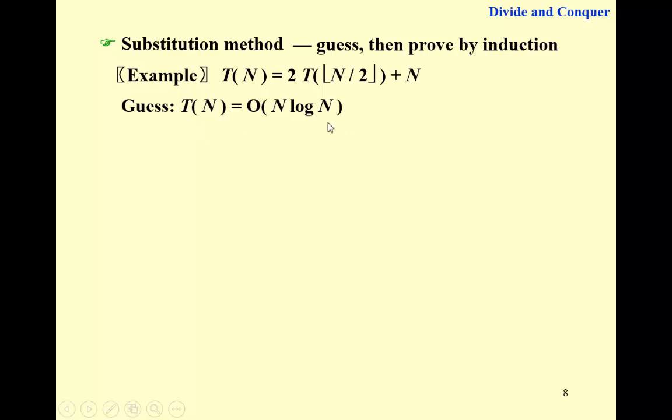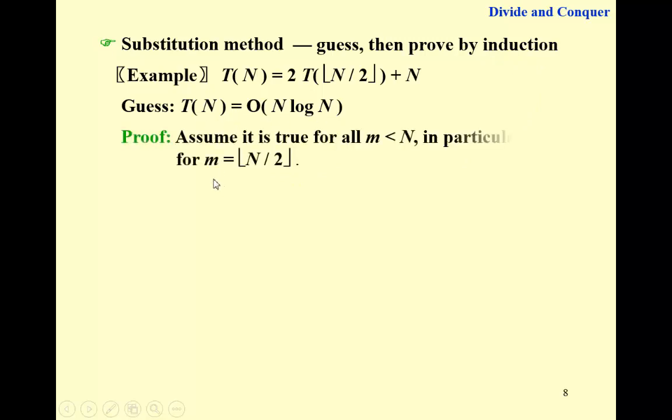Now let's try to prove it. So step one is to make a good guess and try to prove it by induction. To prove by induction means we assume that this is true for smaller integers, like assume it is true for any integer that is strictly smaller than n, and we try to prove that this is also true for n itself. If this is true for all the integers smaller than n, in particular, certainly it is true for this m, half of n.